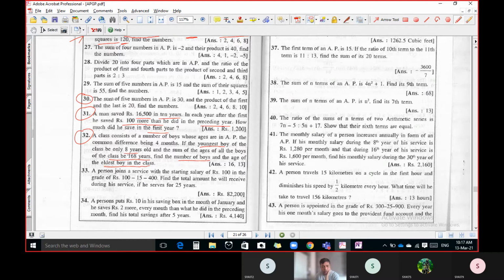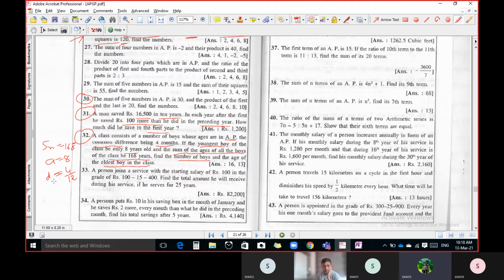So what is this 168? Sum of the ages of all the boys, and here the AP is given already. So what is 168? Sum, correct. So Sn is 168 here. Then what is this 8? Youngest boy, that means a is 8. And the common difference is given as 4 months. So what is d here? It is 4 divided by 12.